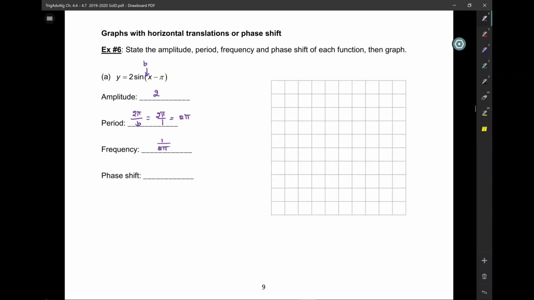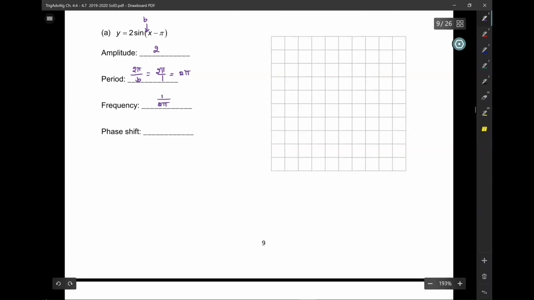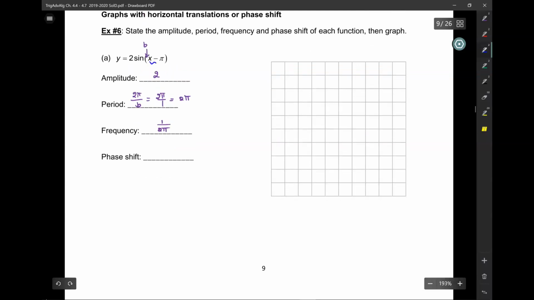Okay, phase shift. For the phase shift, we're going to take this x minus pi and set it equal to 0 every single time. So now you add pi, so x is pi. Okay, that's what phase shift is.